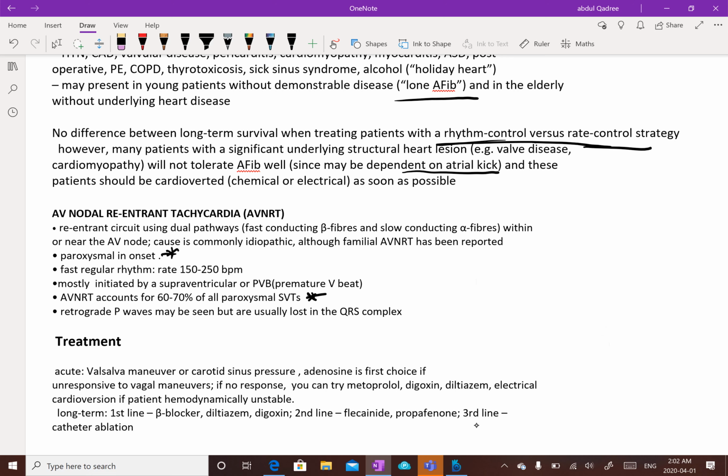So the treatment for AVNRT, if it's acute, you use the Valsalva maneuver or carotid sinus pressure, and if it's not fixed with that, adenosine can be used. Usually they use 6 milligrams initially, and if that doesn't work, then 12 milligrams. If you still don't have any response to adenosine, you can try metoprolol, digoxin, diltiazem, or electrocardioversion in patients with hemodynamic instability.